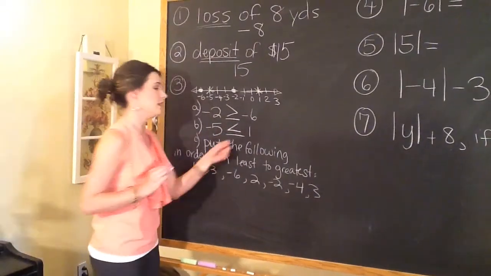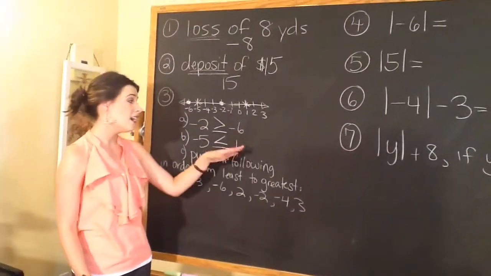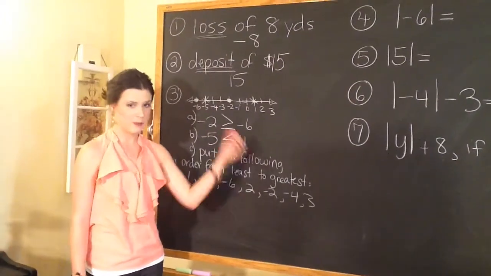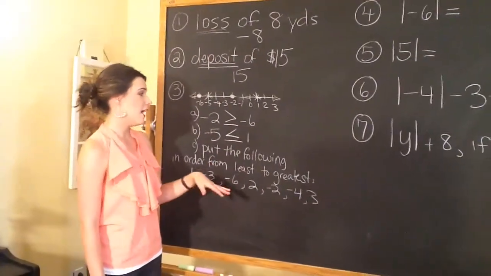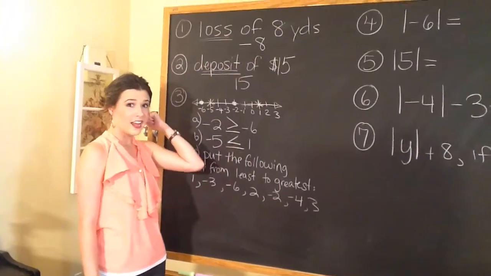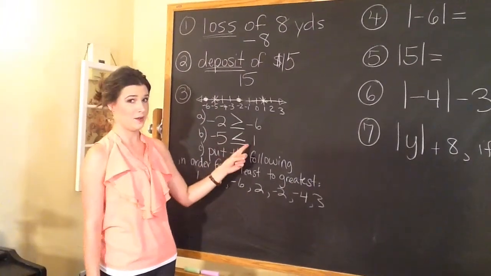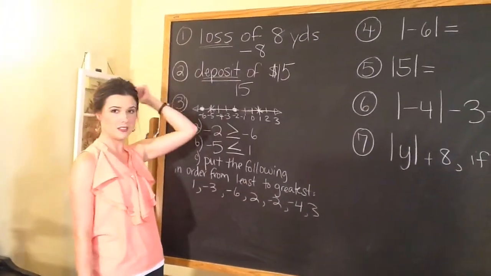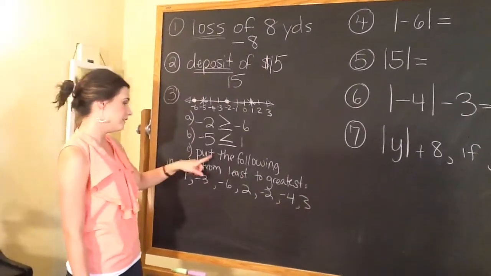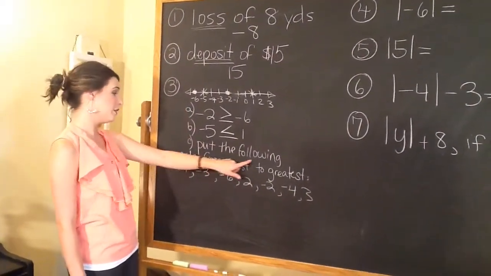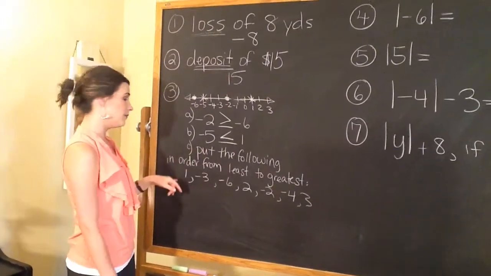So 1 is bigger. And any positive number is going to be bigger than a negative number. So you could have negative 1 million, and that's still going to be smaller than 1 because it's to that side of the 0. All right, to the next step in number 3, we're going to put the numbers in order from least to greatest.